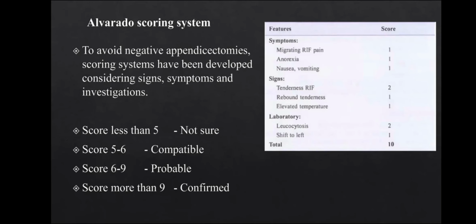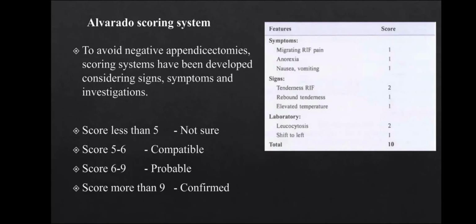Then elevated temperature, that is fever. If elevated temperature is present, then score 1 is given. And laboratory findings like leukocytosis and shift to left. Shift to left means that bands or stabs have increased, which indicates progress of infection. If those features are present, then 2 and 1 score are given, and a total score of 10 is made for this scoring system.